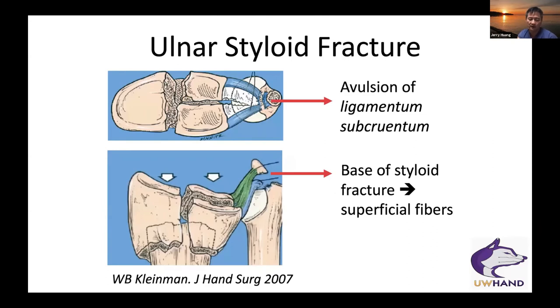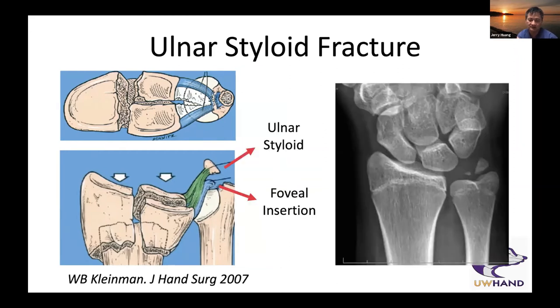We're learning more and more, as the paper discusses as well, that we really have two types of ulnar styloid fractures. The ones that involve the styloid itself, that's more your superficial TFCC fibers, and the avulsion fracture involving the ligamentum subcruentum, which are the more critical fibers involving the TFCC. And this is a nice little radiograph demonstrating the fleck sign.